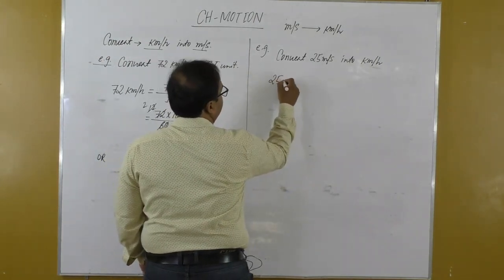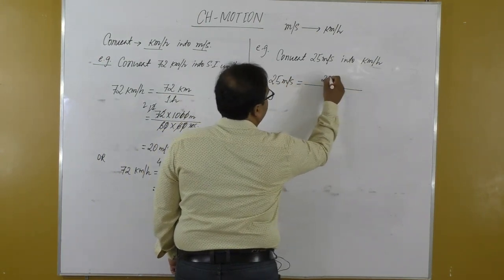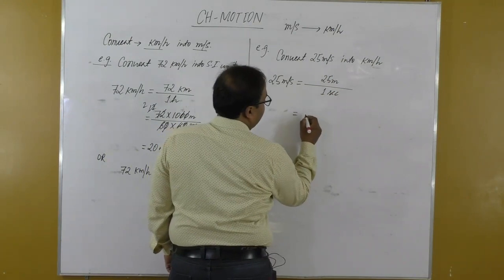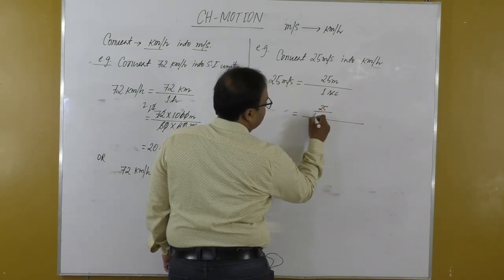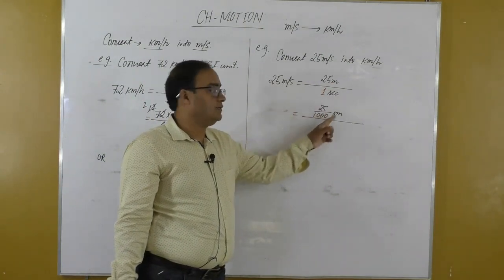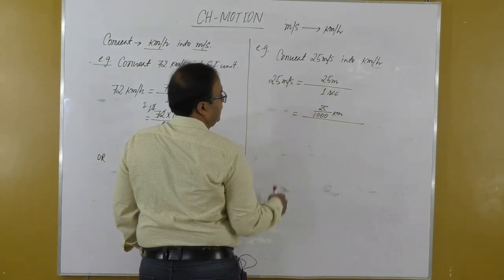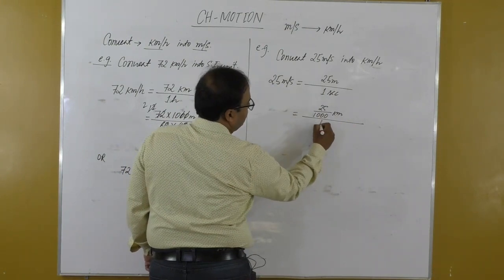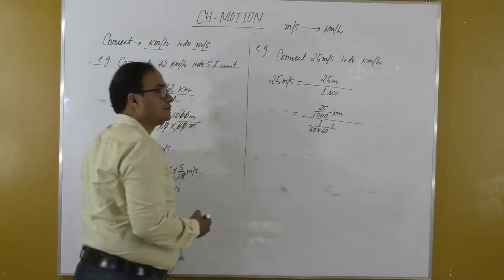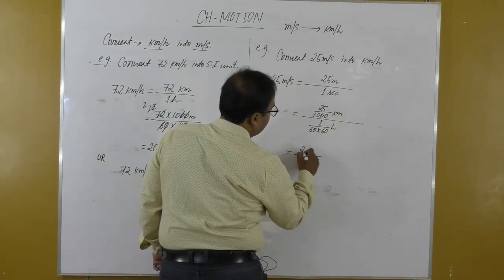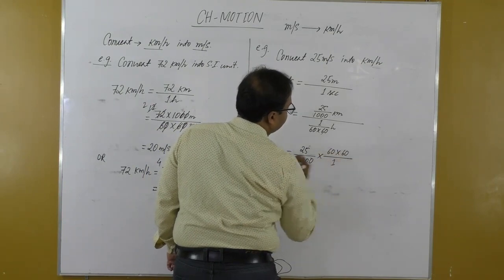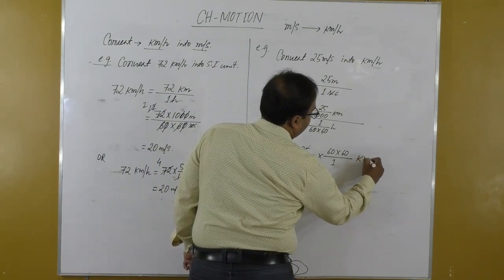Look at here, 25 meter per second. We can write like this, 25 meter upon 1 second. This 25 meter, if you divide by 1000, you have converted 25 meter into kilometer. 25 meter divided by 1000 is 25 by 1000 kilometer. And to convert second into hour, 1 by 60 into 60 hours. If you simplify it, 25 by 1000 into 60 into 60 by 1 kilometer per hour.